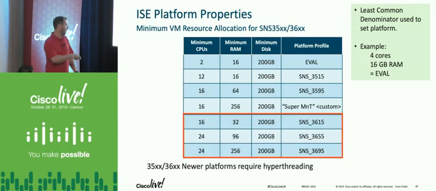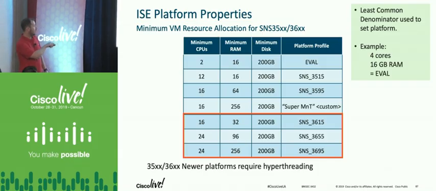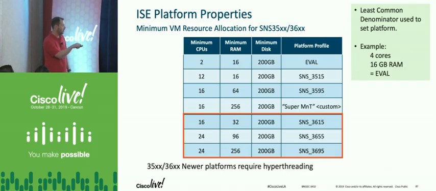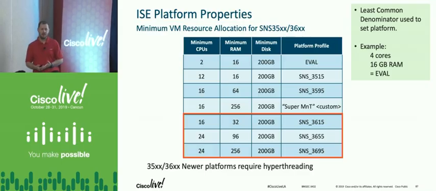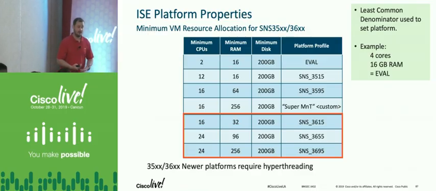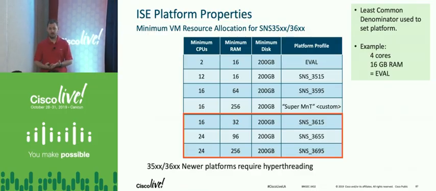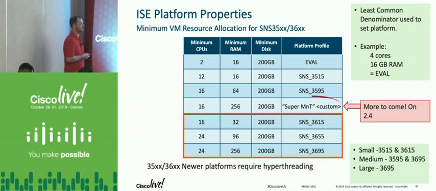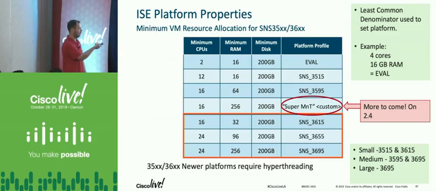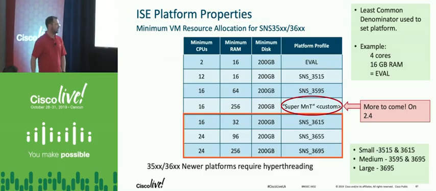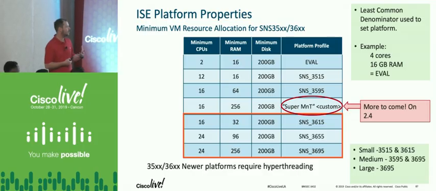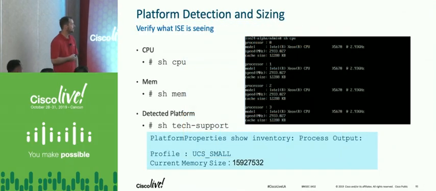Because when you think about it, 24 cores, 256 gigs of RAM, and potentially up to 2.4 terabytes, you're not going to get a lot of VMs, even on a lot of the modern hardware platforms. So just think about that as you're doing the design. We're going to talk a little bit more on the super MNT on 2.4 and what that means, as well as with 2.6, how we've scaled that out.